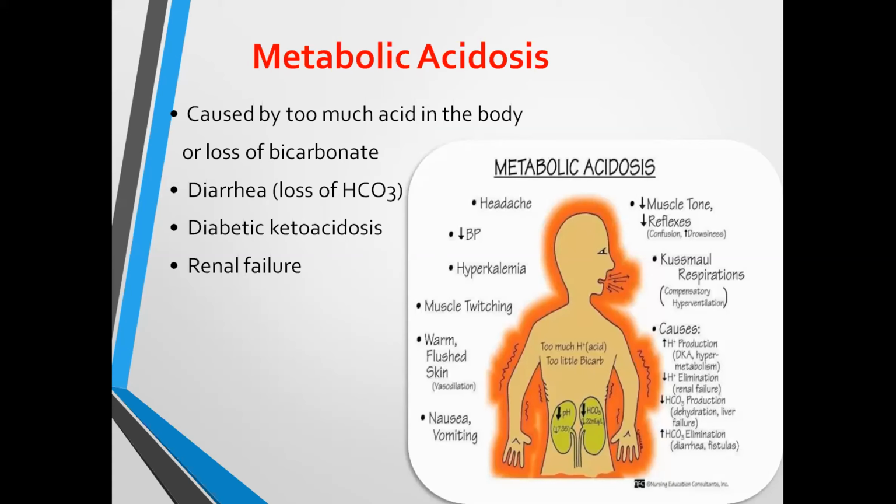Common medical conditions that the patient sees: the patient is hyperkalemic, has headache, low pressures, complains of muscle twitching. In addition, the patient is nauseated, vomits a lot, muscle tone is greatly decreased, reflexes are diminished, the patient is in a confusional state, and drowsiness is a common picture in these patients.